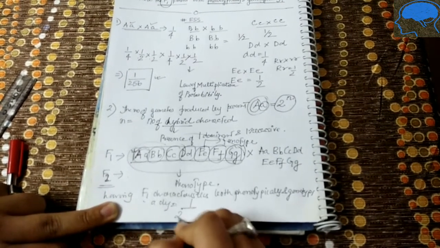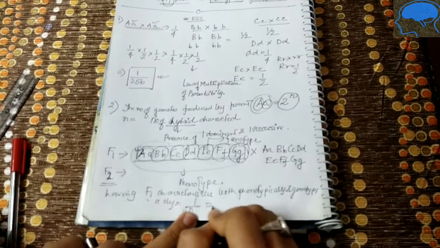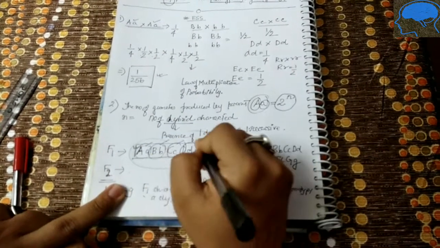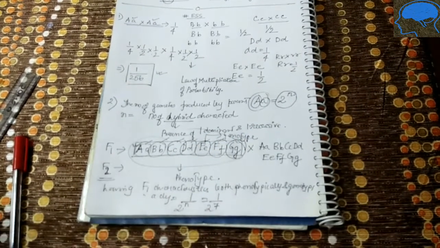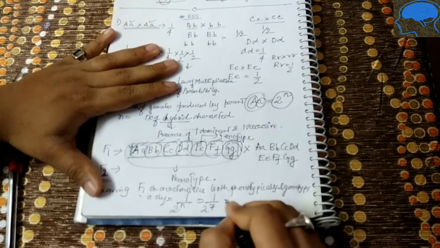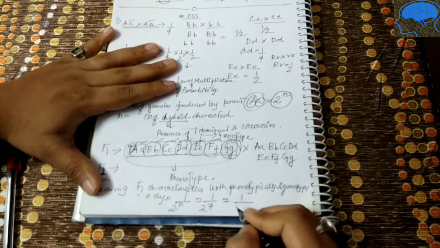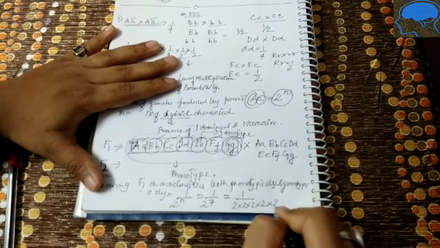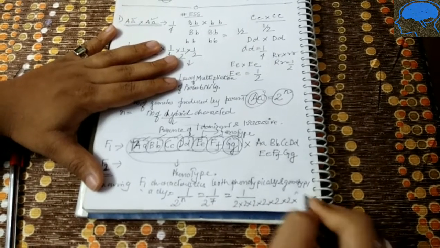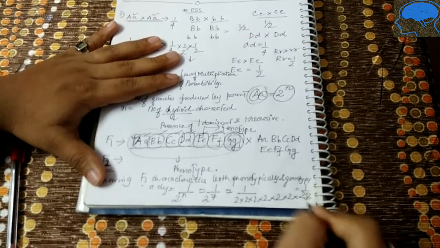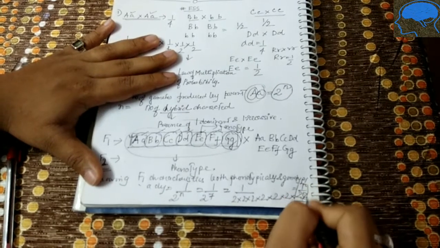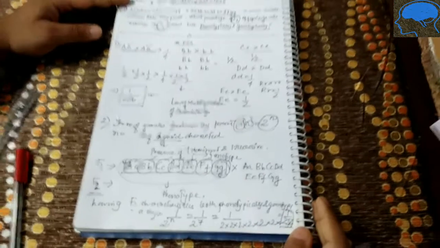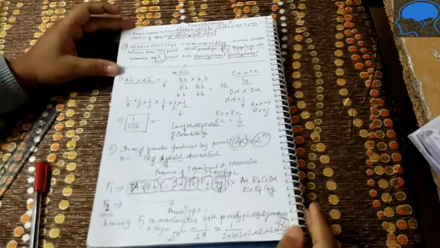which is 1 by 2 to the power n, equal to 1 by 2 to the power 7, where 7 represents all the 7 traits having contradictory alleles. That is equal to 1 by 2 into 2 into 2 into 2 into 2 into 2 into 2, which is basically 1 by 128. I hope this makes it clearer how to proceed with this kind of sum.